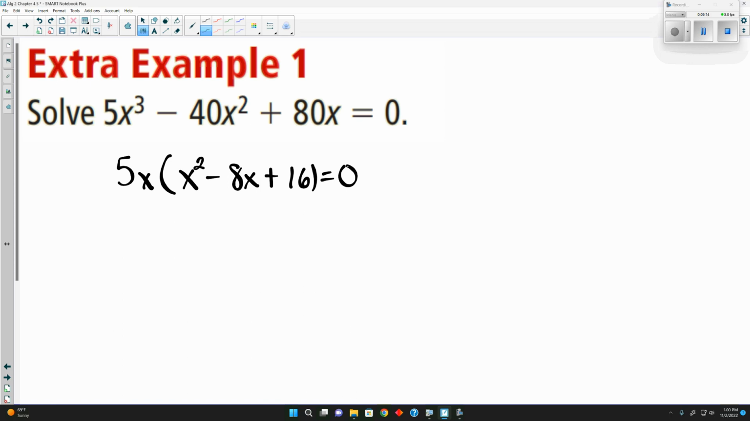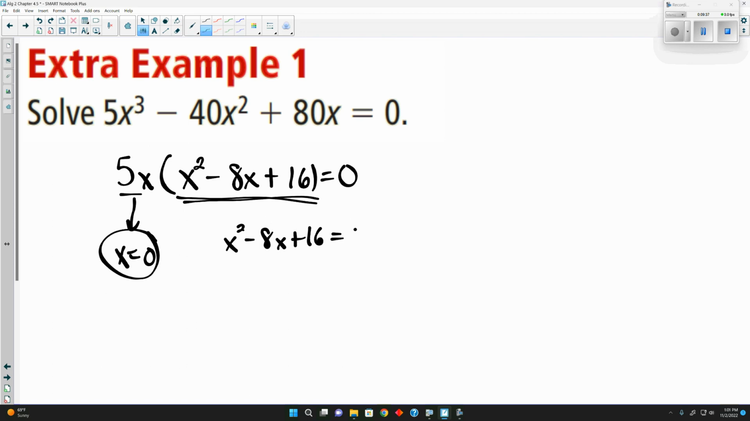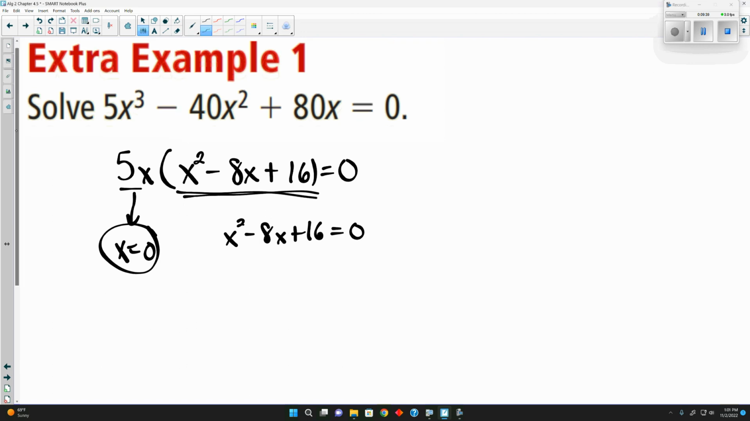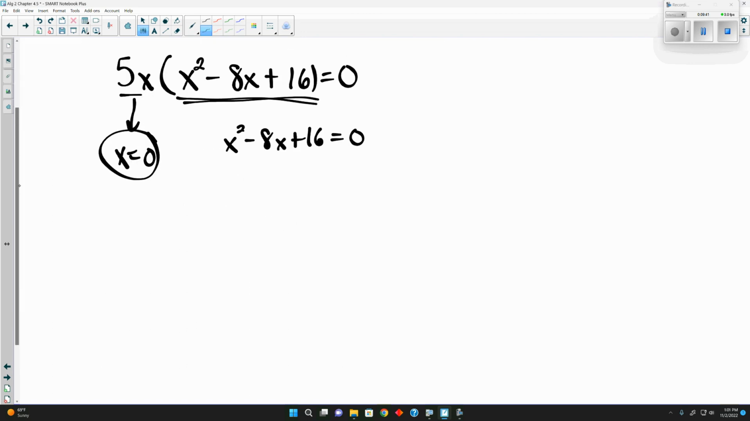Now at this point here, we do have two or more things multiplied together to equal 0, so one of them must be 0. So we could say 5x is really just telling us what? X is equal to 0. We could say 5 times x is equal to 0. That's the same as saying x is equal to 0. And we also have that x squared minus 8x plus 16 is 0. Any questions on this so far?